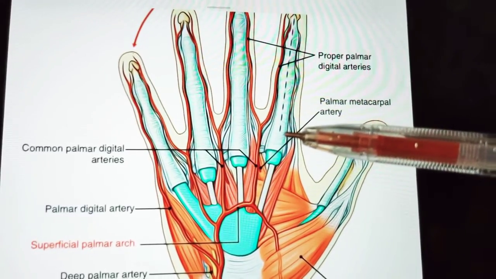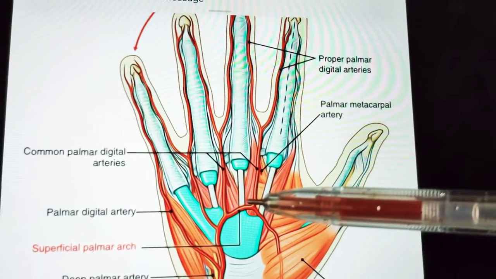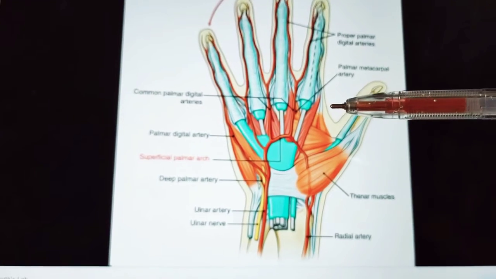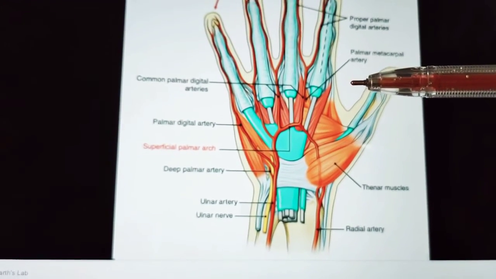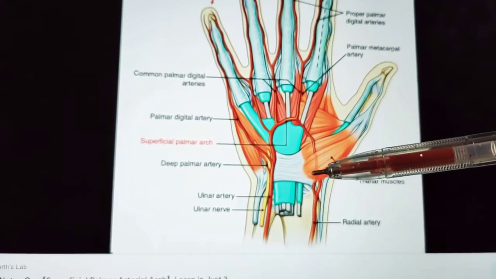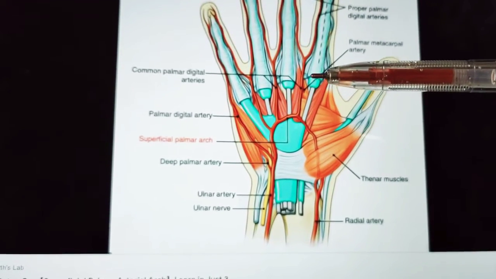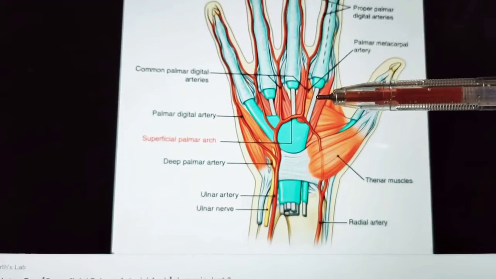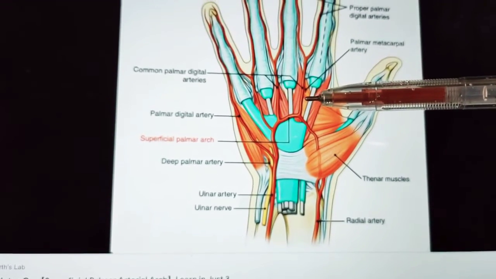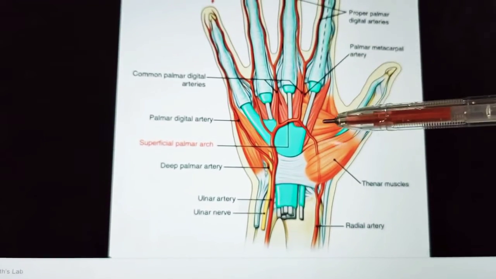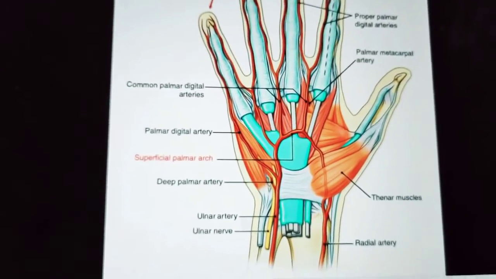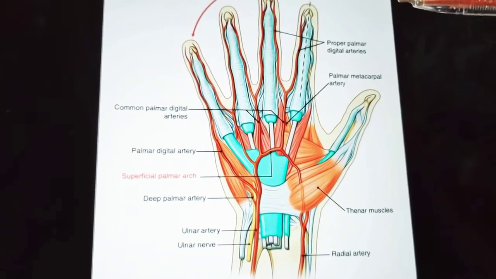The deep branch of the ulnar artery arises in front of the flexor retinaculum, immediately beyond the pisiform bone. Soon it passes between flexor and abductor digiti minimi to join the complete deep palmar arch. So this also joins the complete deep palmar arch.